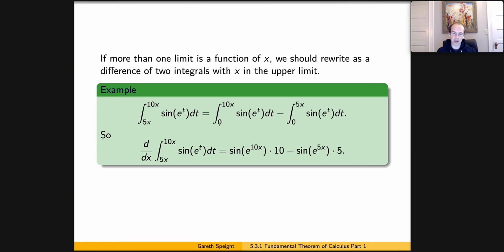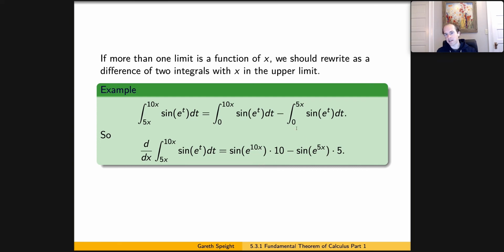So here we have a composition. We have to use the chain rule to differentiate with respect to x the integral from 0 to 10x. So the outside function is the integral from 0 to u of sine of e to the t. The inside function is u equals 10x. We're going to want to do the derivative of the outside function, which is sine of e to the u, evaluated at the inside. So we get sine of e to the 10x. And then we have to multiply by the derivative of the inside, which is 10.